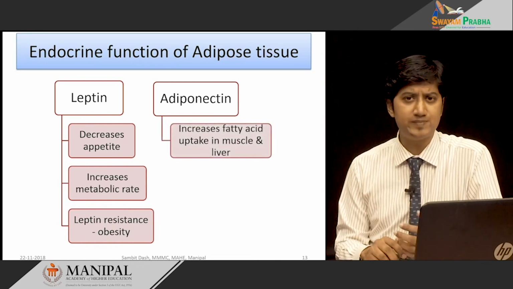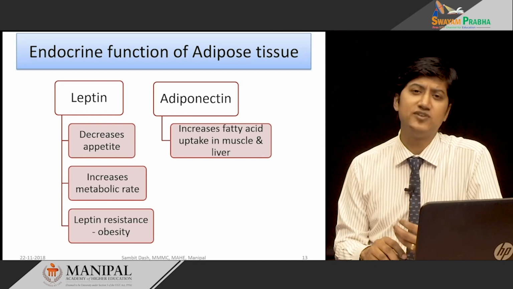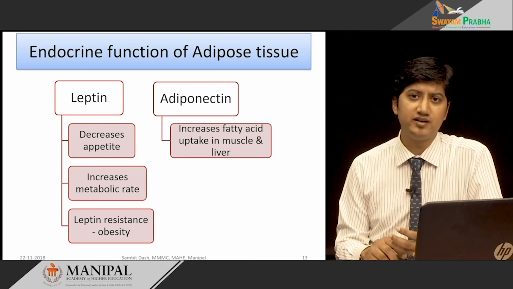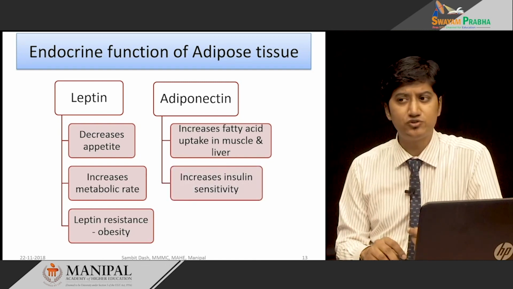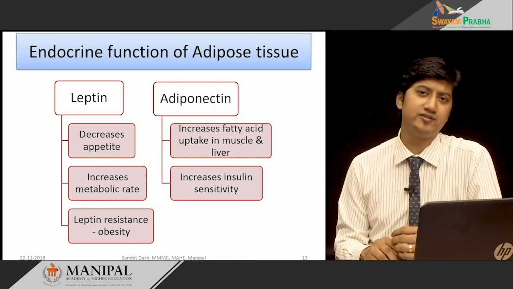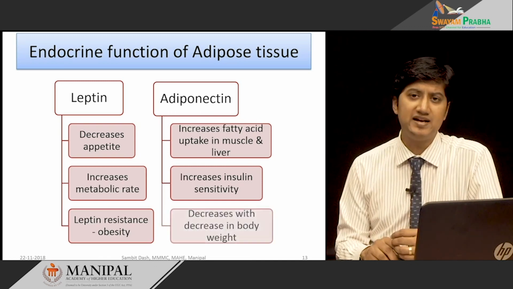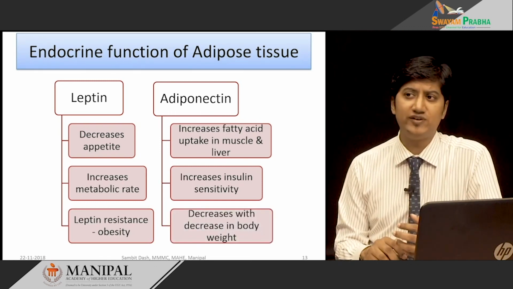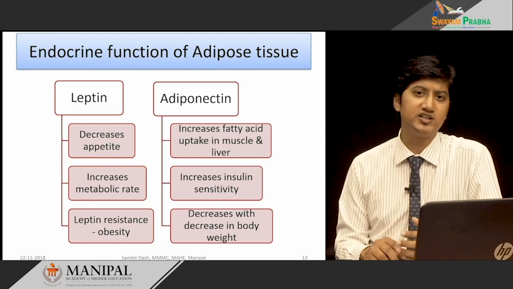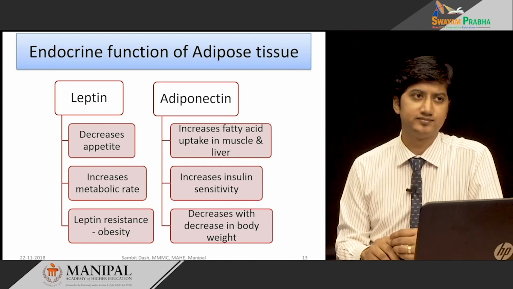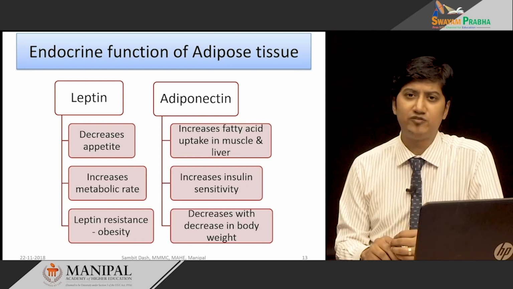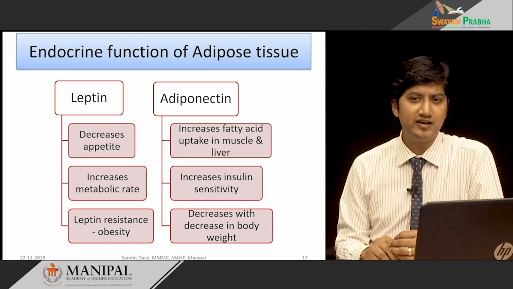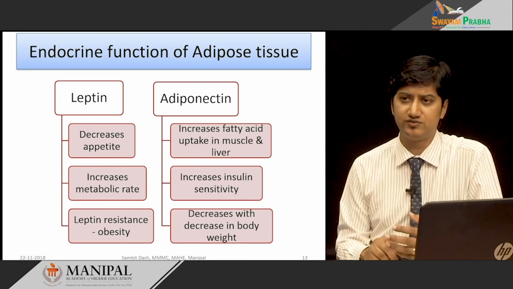Adiponectin, a polypeptide, increases fatty acid uptake in muscle and liver. It has also been seen to increase insulin sensitivity, and the levels of adiponectin decrease with decrease in body weight. We have come to the end of the brief topic of adipose tissue metabolism. Let me quickly summarize the highlights of this topic.